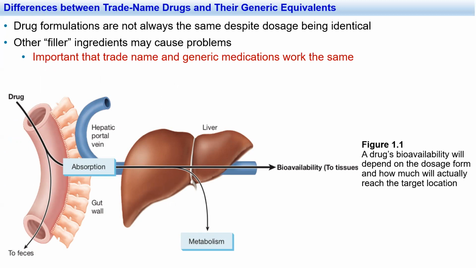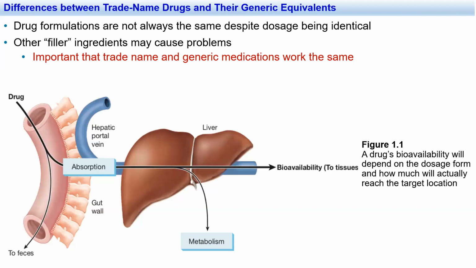So drug formulations are not always the same, despite dosage being identical. Other filler ingredients may cause problems, so it is important that trade names and generic medications work the same. Now, there's something called bioavailability. The measurement of bioavailability may be kept in comparison of trade name and generic medications. There's always been the question, when people purchase a drug, is this generic, or is this the trade name?